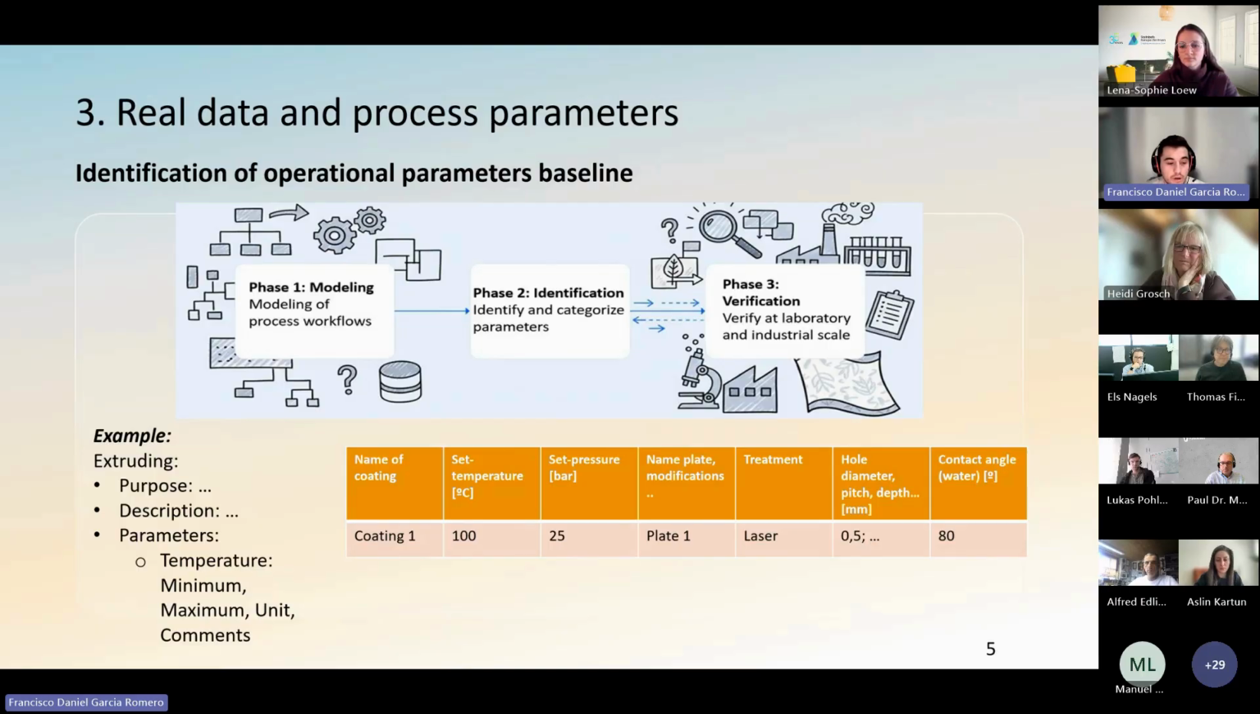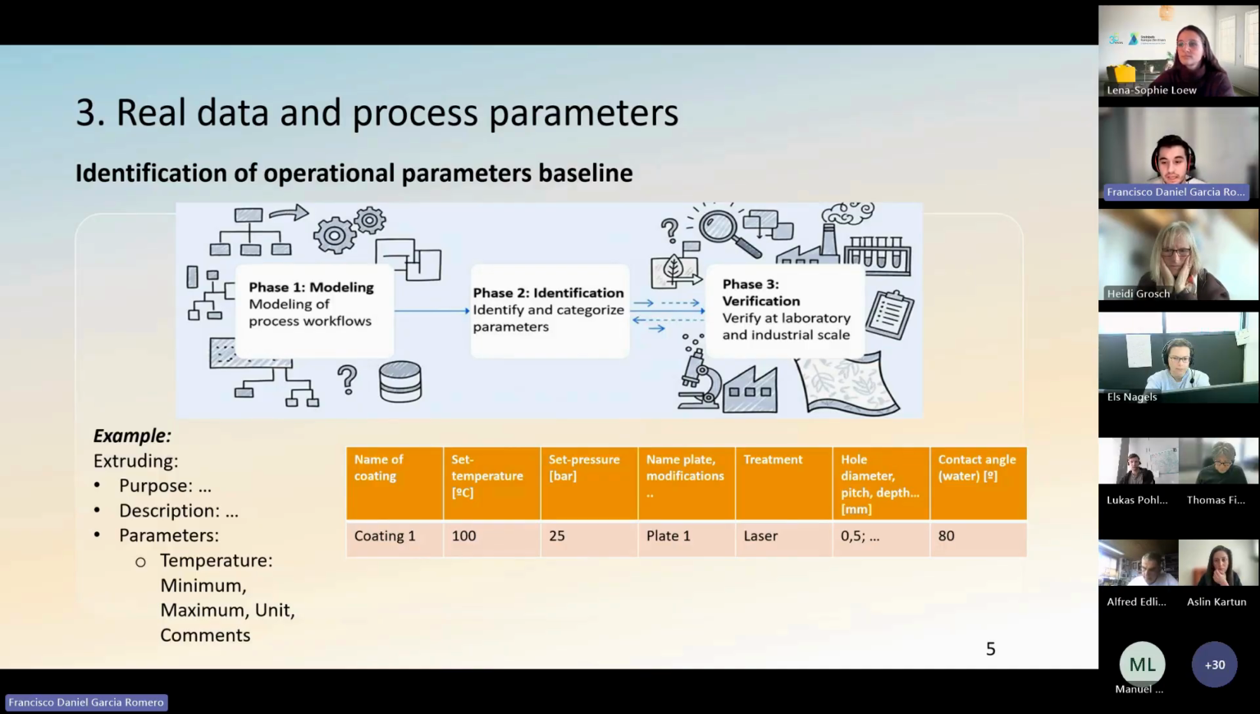For example, temperature with their ranges, their units, comments on that. Also, we needed to gather the information of the critical processes, which is something that we will be doing along all the digital twin development, and not something that you do just once.